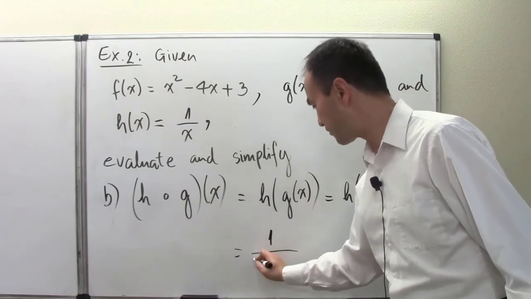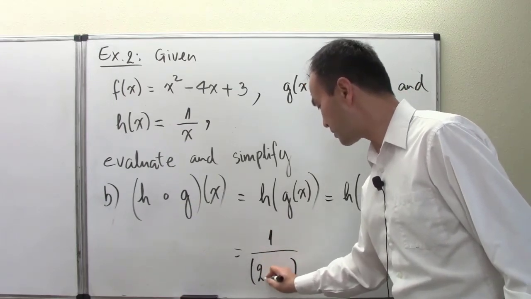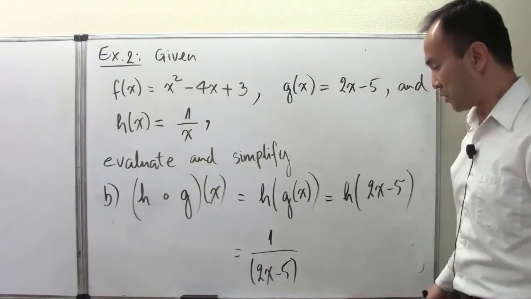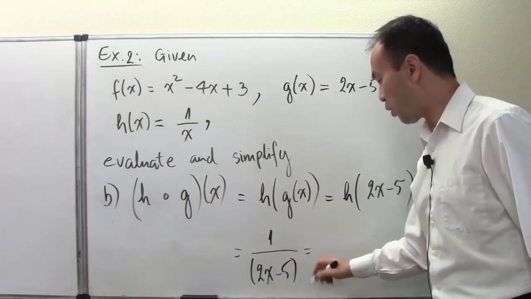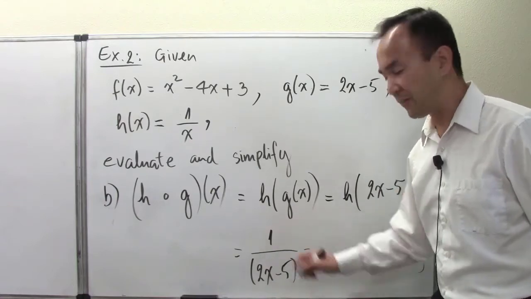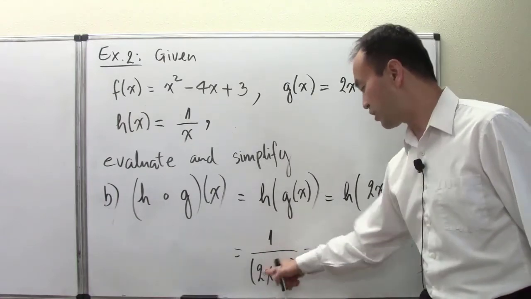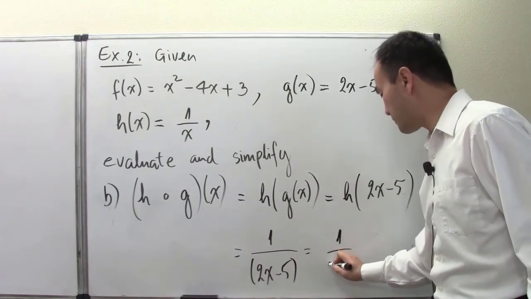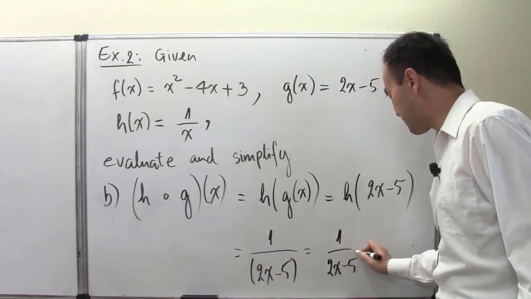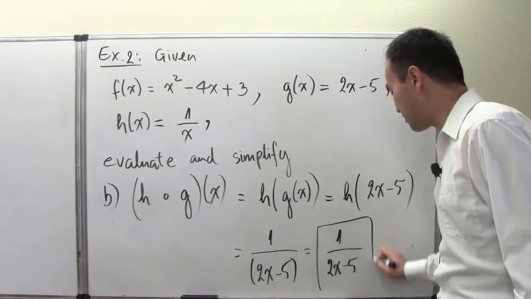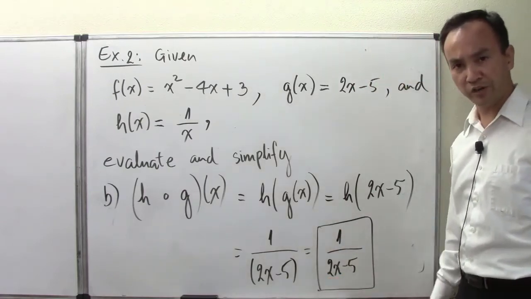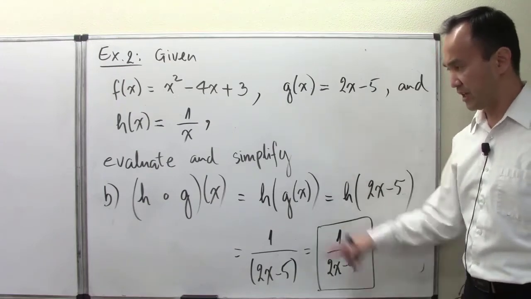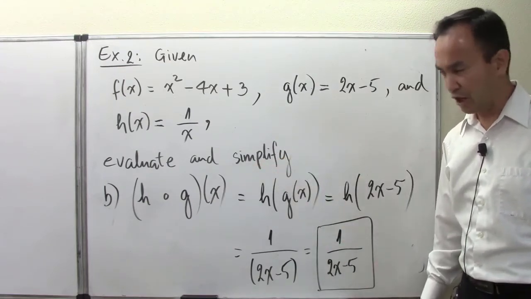1 over, so now the input is the entire 2x minus 5. And then 1 over 2x minus 5 is quite at its own simplified version already. So I can do nothing else better than just taking away the two parentheses here. So it's 1 over 2x minus 5, and that's our final simplified expression. So we've made another composition of two functions, h and g, like that.